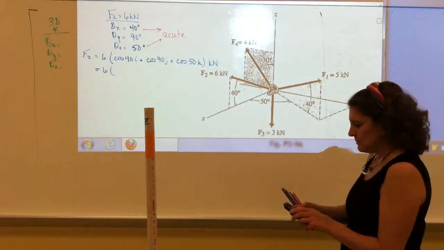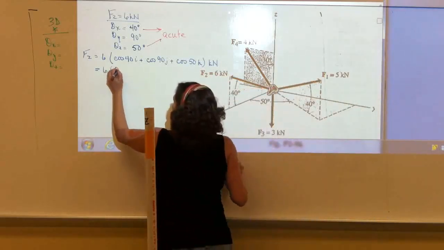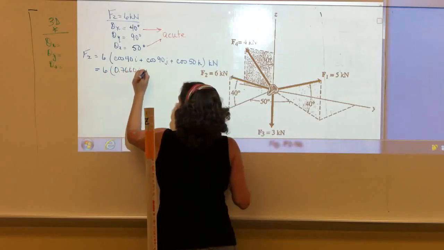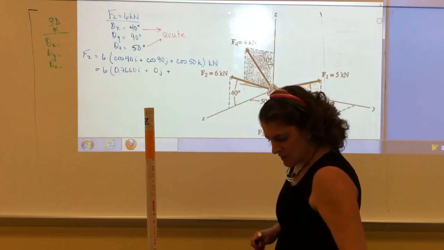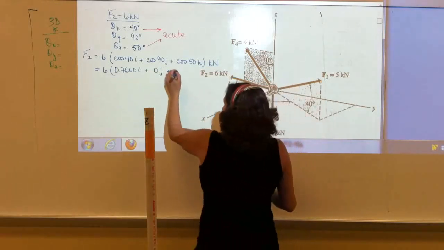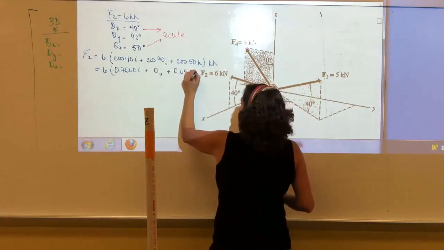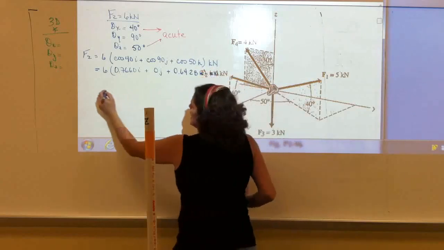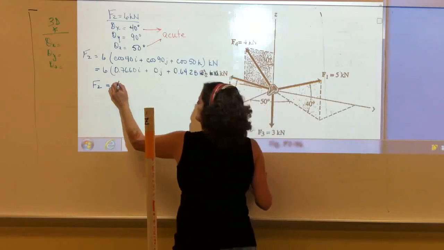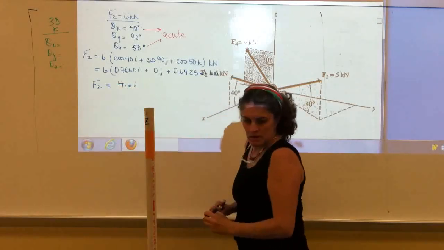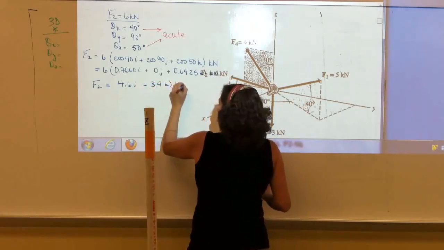Okay, what's cosine of 40? I'm going to have to do it. 0.7660 I plus, this we know is 0, J, plus 6 cosine 50, 0.6428 K kilonewtons, and F2 turns out to be 4.6 I plus 3.9 K kilonewtons.